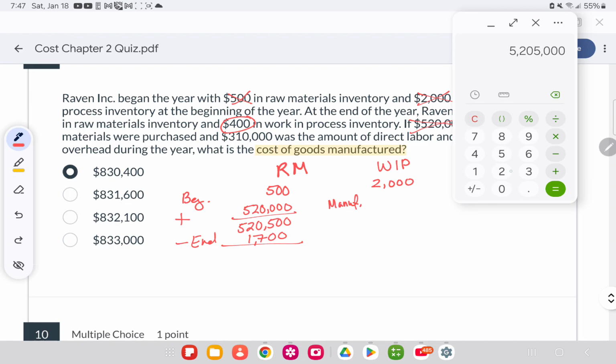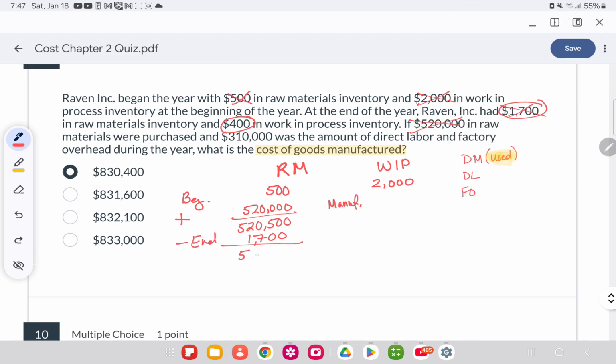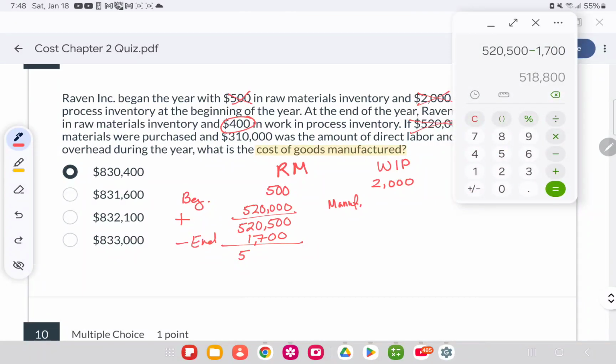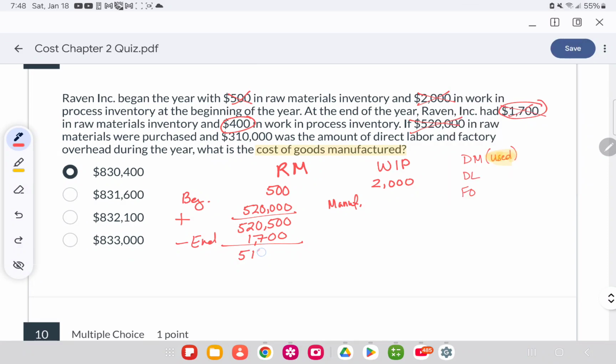520.5. Oh my goodness gracious. There we go. Minus 1,700. So we're finding that 518,800 is what was used. So for direct materials used, 518,800. Now we need direct labor and factory overhead.